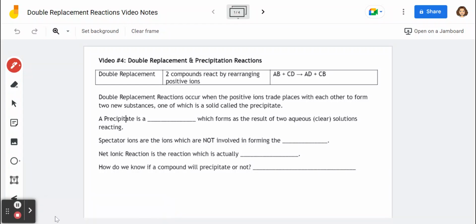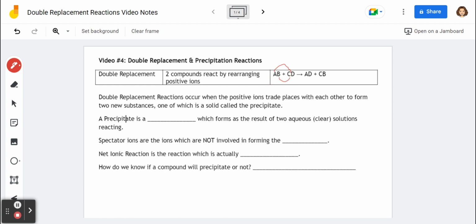In this video, we're going to discuss double replacement reactions. Double replacement reactions are when two compounds react by rearranging the positive ions. So in this example, you can see that A combines with D and then C combines with B.